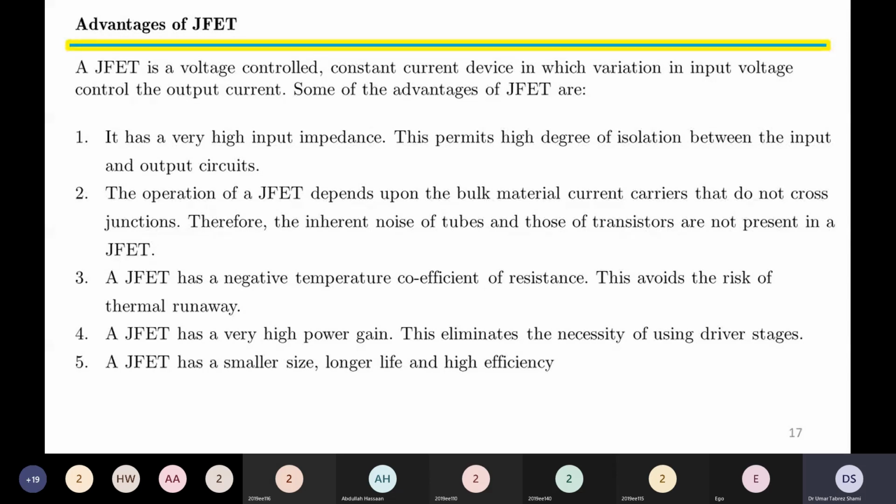So driver stages are circuits that are used to turn on or turn off the JFET. However, this is mostly concerned with power electronics. This driver circuit will switch on or switch off the JFET, and it is mostly used in power electronics. And the fifth advantage is that a JFET has a smaller size, longer life, and high efficiency.